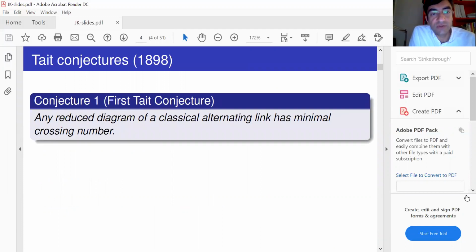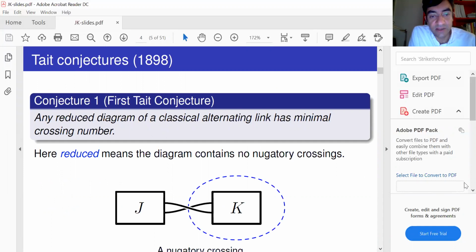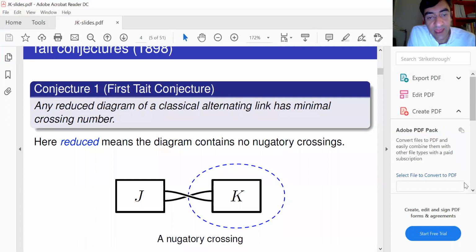So the Tait conjectures go back to 1898. The first Tait conjecture states that any reduced diagram of a classical alternating link has minimal crossing number. Here, reduced means that the diagram contains no nugatory crossing, and a nugatory crossing is a crossing like this picture, where you can rotate one side of the diagram and then remove that crossing.